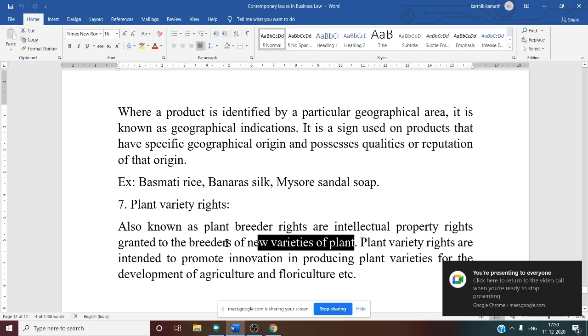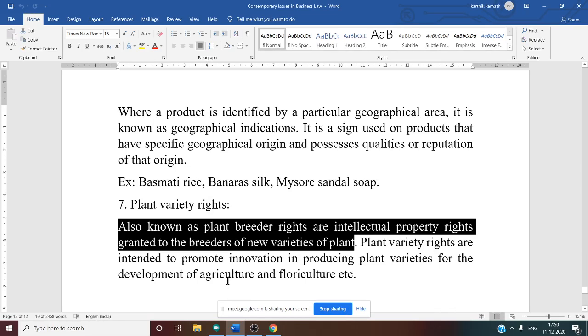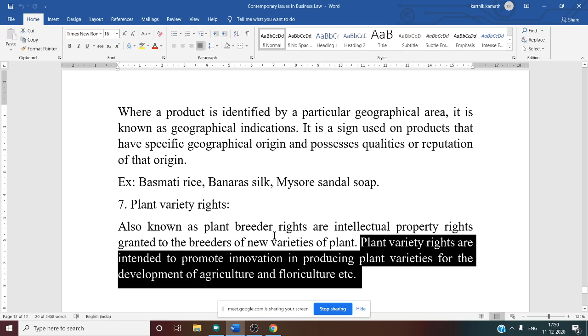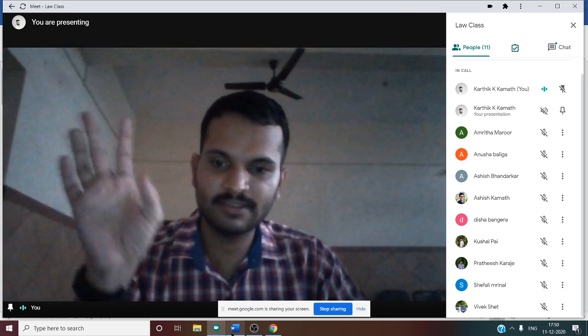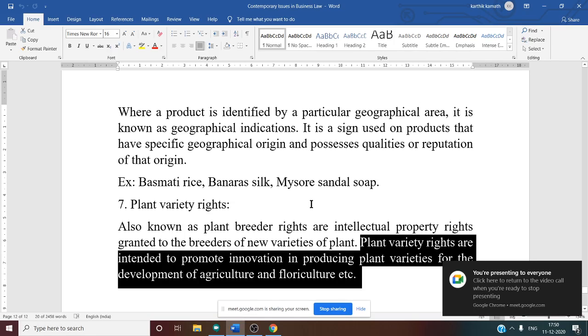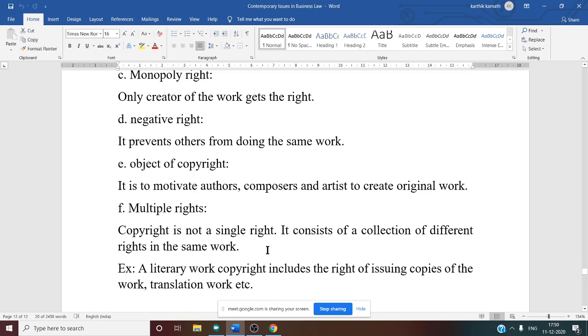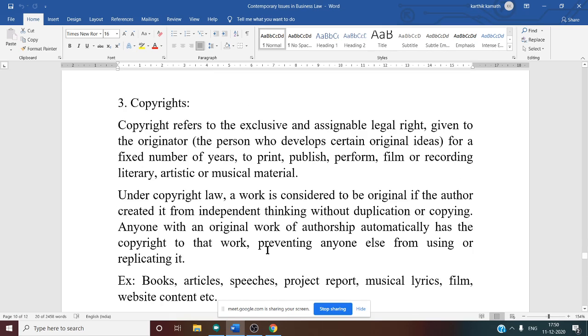It is also known as breeder's right, an intellectual property right granted to the breeder of a new variety of plant. Plant variety rights are intended to promote innovation in producing plant varieties for the development of agriculture and floriculture. Floriculture means the flower business, etc. So these are the things covered under this category. So in total seven types are there, seven types of intellectual property right. I hope you understand.